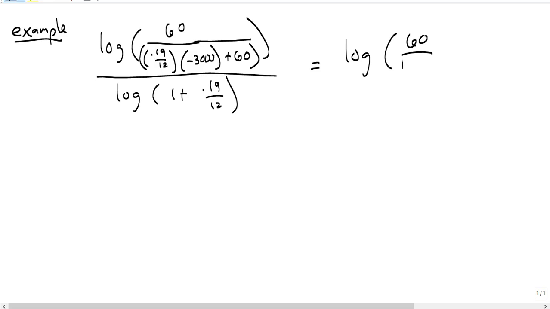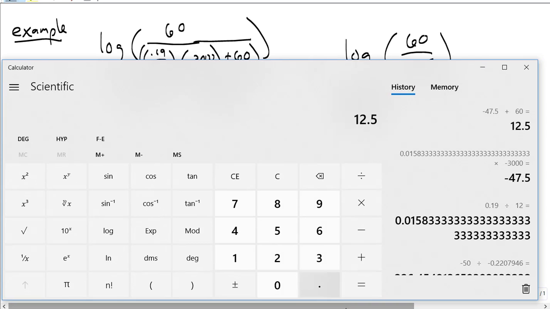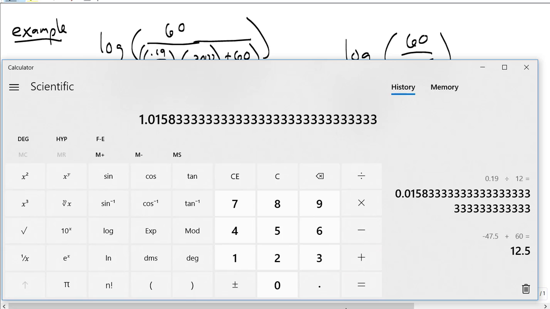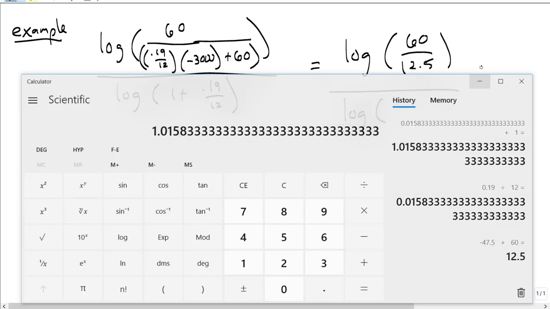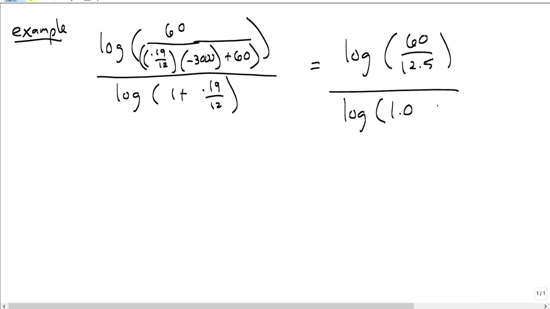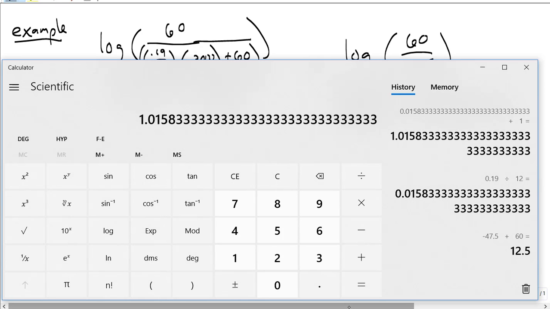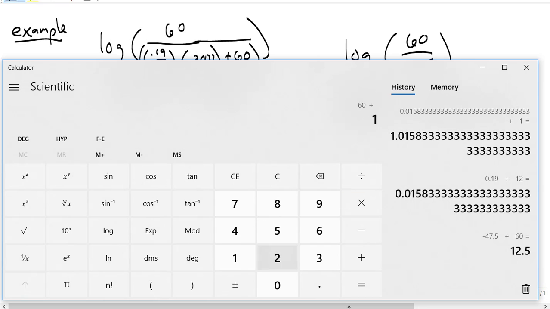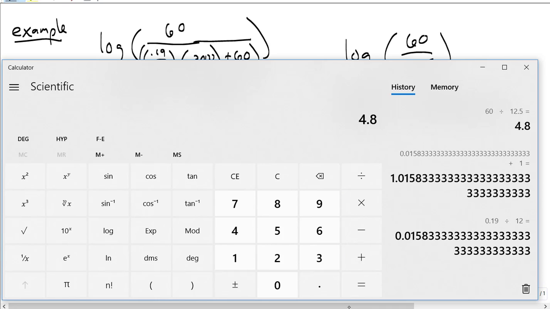Log of 60 over 12.5, divided by log of, what is that? 0.19 divided by 12 equals, plus 1 equals 1.0158333. Okay, here we are. So how do we do this? We have 60 divided by 12.5 is 4.8, and you just hit the log button.